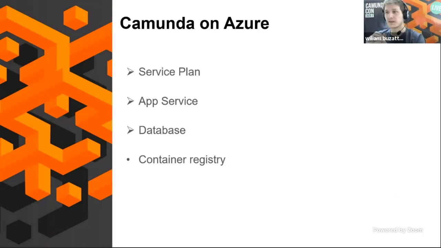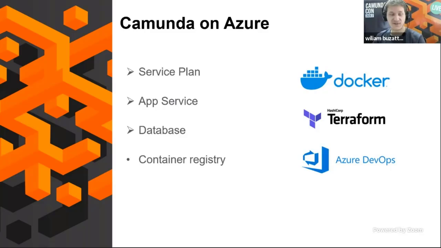So what do you need? You just have to provide a service plan, an app service, and a database. That's a cool thing because you are going to provide on Azure a service plan running Linux. That's right. And a SQL Server database. So Camunda can run perfectly on a SQL Server database as well. And a container registry, which is optional. You can use your own container registry, or you can use something online. So you're going to use Docker, Terraform, and Azure DevOps. And let's see how you can put everything together and build our pipeline.